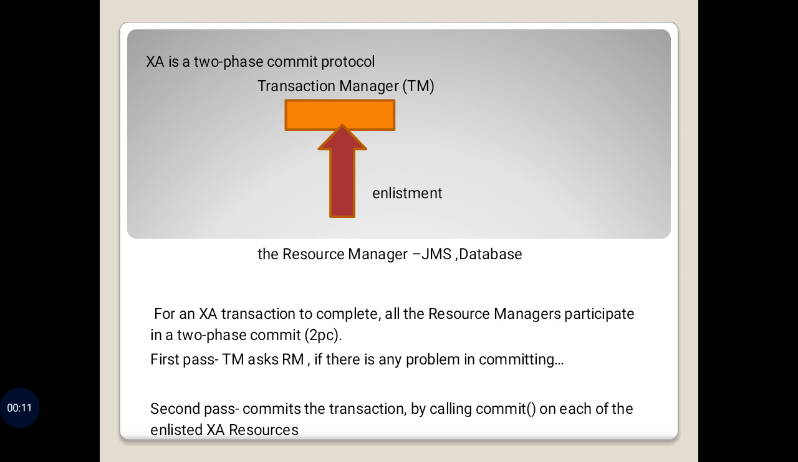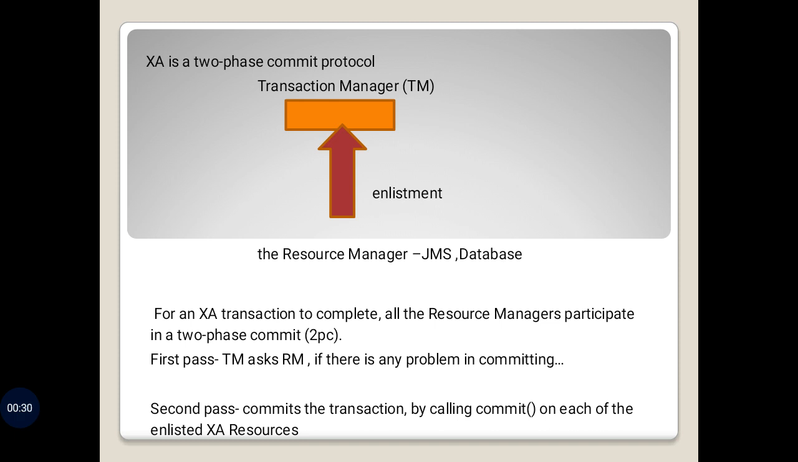An XA transaction is a transaction that is involved in global transactions, where a particular transaction manager coordinates with the resource managers for completing one of the transactions. So you can say an XA transaction is a two-phase commit protocol.